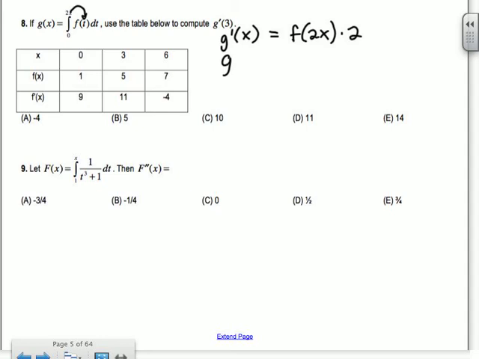Okay, so that means g prime of 3 is going to be f of 2 times 3 times 2. So f of 6 is 7, times 2, so you get 14.